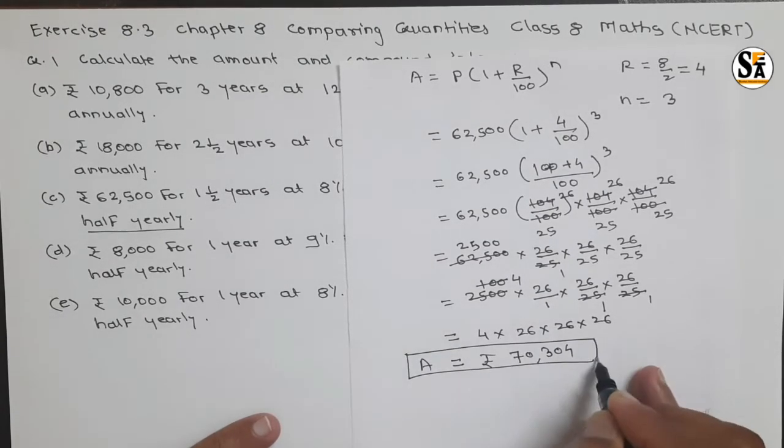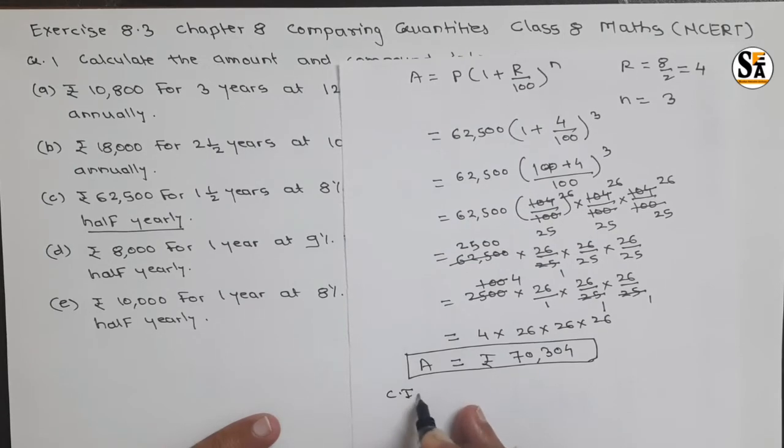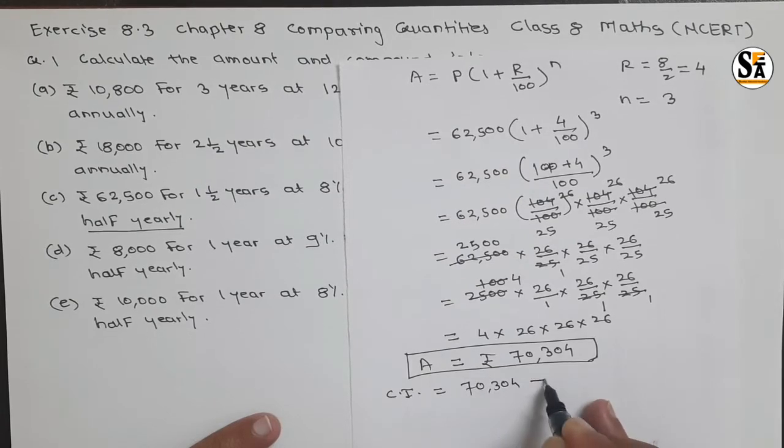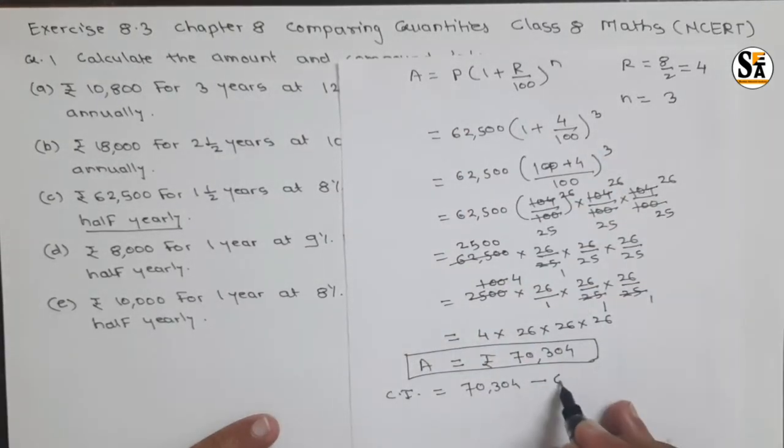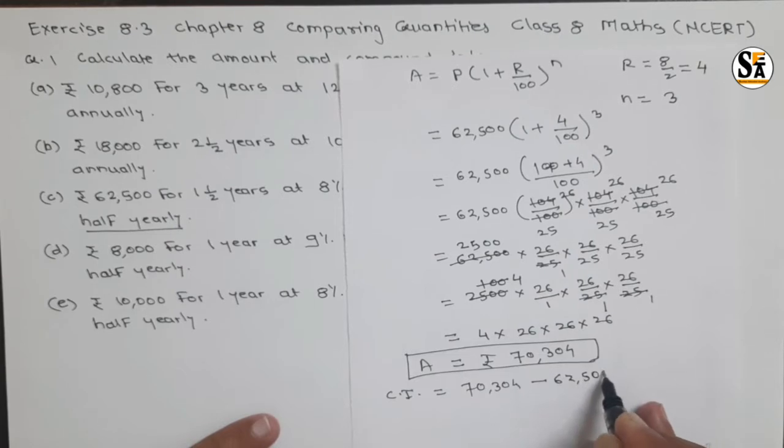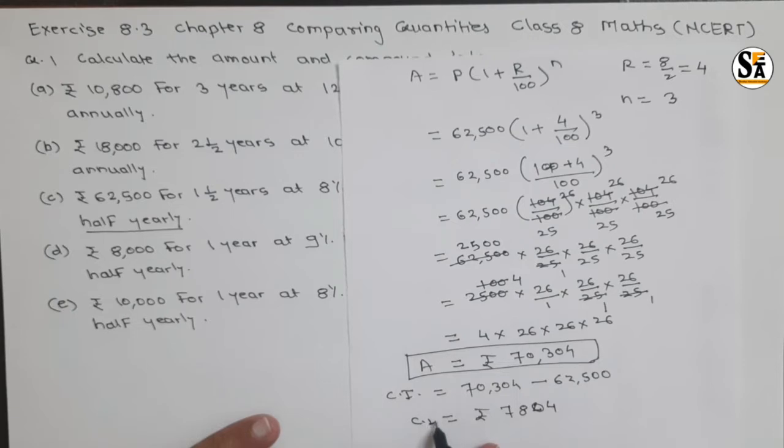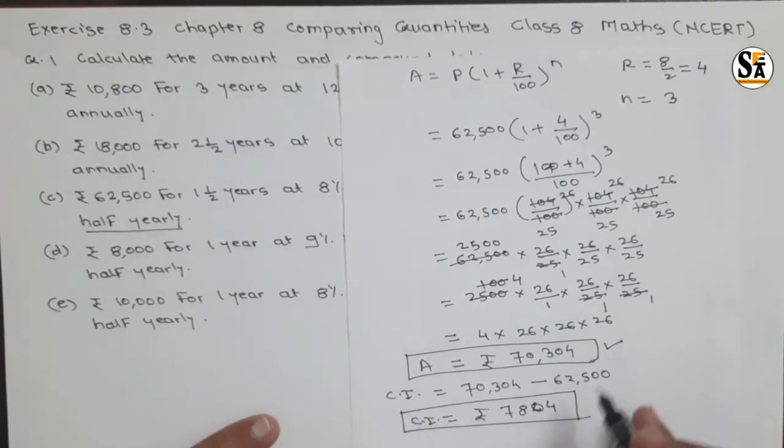And what will be the compound interest? Compound interest will be this total amount, 70,304, minus principal amount 62,500. That will be, if we take subtraction, rupees 7,804. That is the CI. So these are the two answers. First is the amount and second is compound interest.